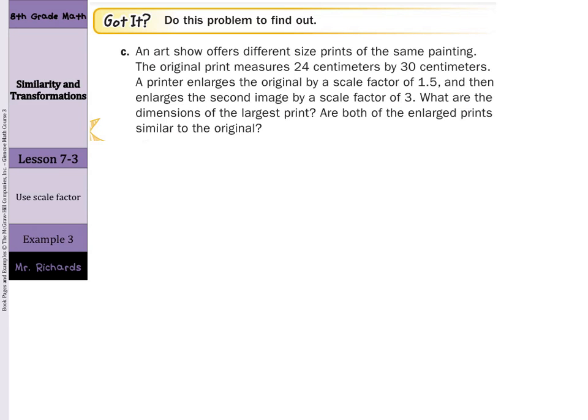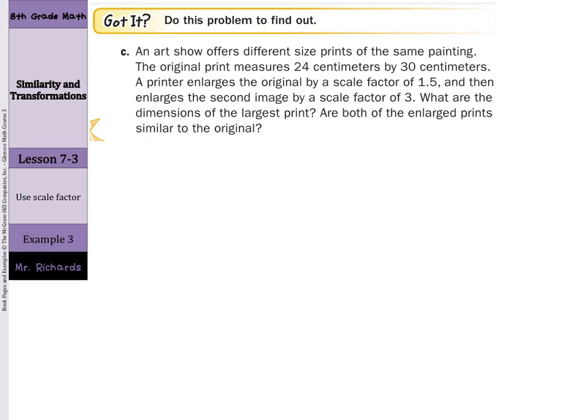An art show offers different size prints of the same painting. The original art measures 24 centimeters by 30 centimeters. A printer enlarges the original by a scale factor of 1 5/10, and then enlarges the second image by a scale factor of 3. What are the dimensions of the largest print? Are both of the enlarged prints similar to the original?